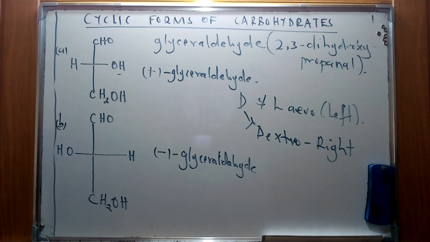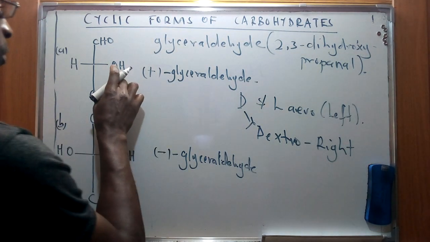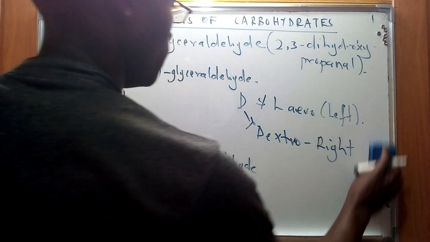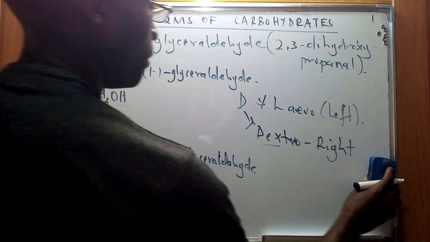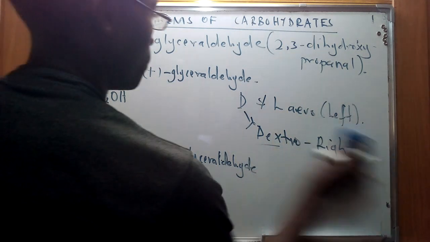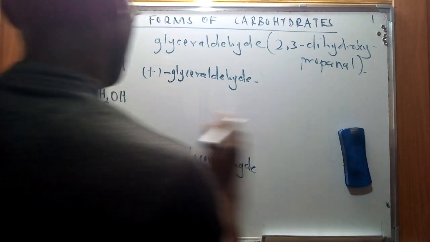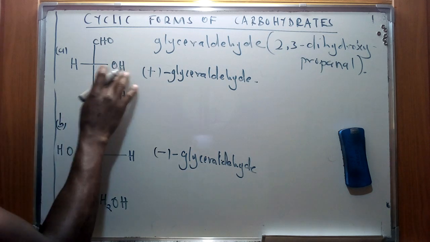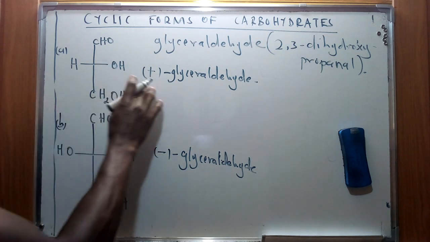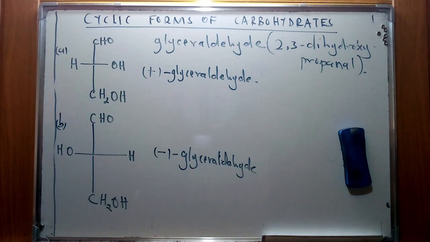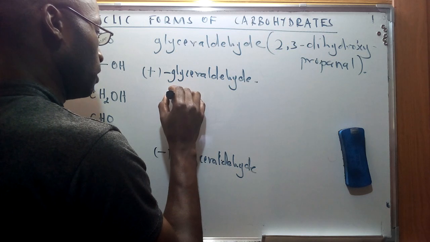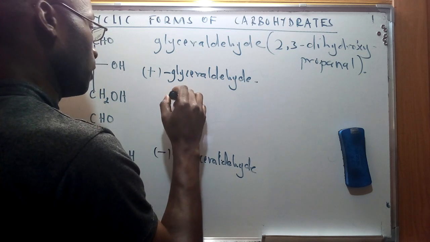Therefore, the first enantiomer, which has the OH group facing to the right, is going to be given an absolute configuration of D, meaning that it's facing the right. So I'm just going to do away with this so that we can give this configuration to this molecule. We have said that the OH group facing the right is given the positive glyceraldehyde, and therefore we can give this configuration for the naming of dextro and levo respectively.